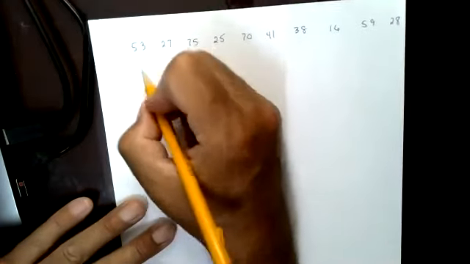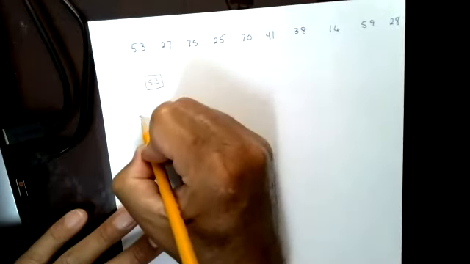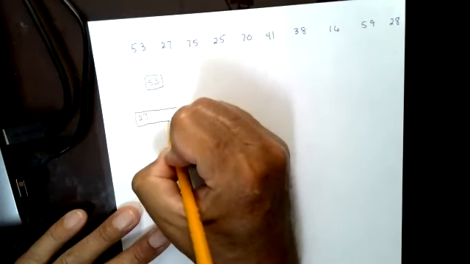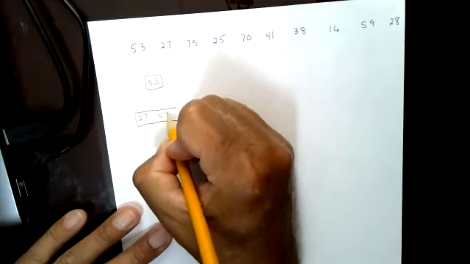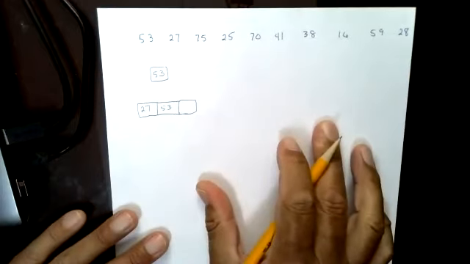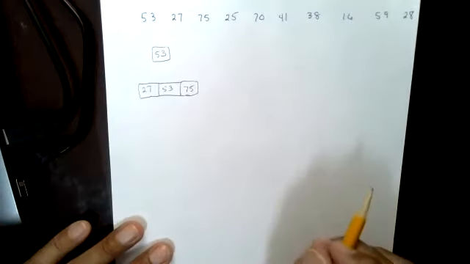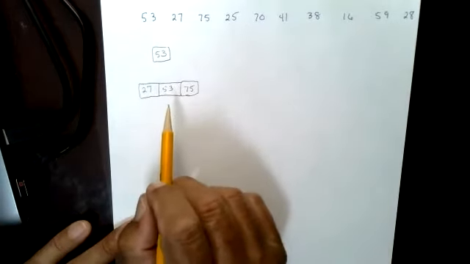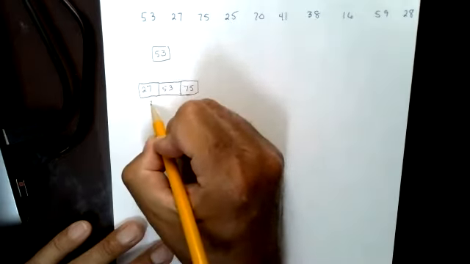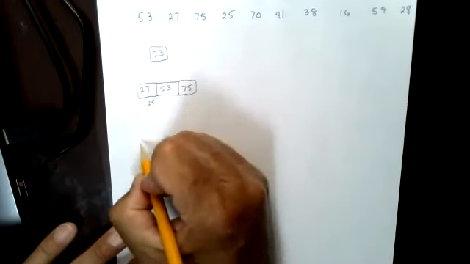So I had 53 by itself. I then added 27 to the 53. And remember, we talked about the insertion part, how I'd have to move the 53 over. Then I added the 75. I went to add 25 and it blew up. So the 25 is over here on this left side. So 25 and 27 are going to now come down.